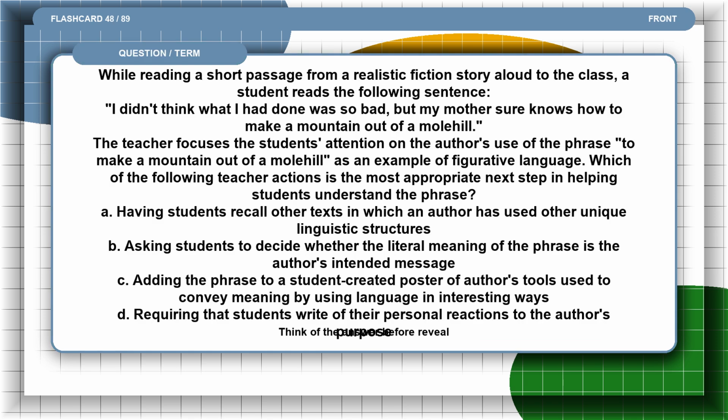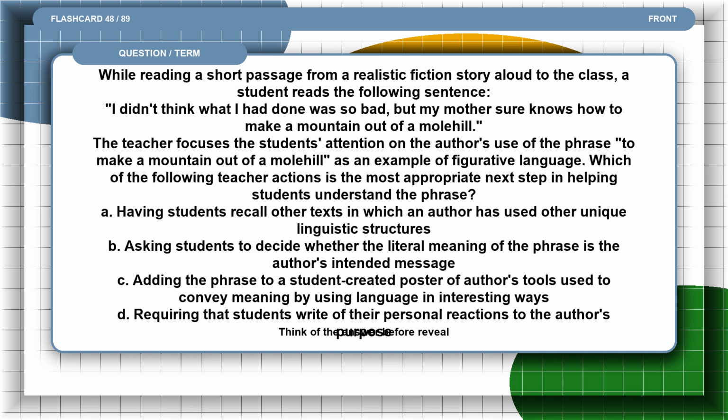Flashcard 48. While reading a short passage from a realistic fiction story aloud to the class, a student reads the following sentence: "I didn't think what I had done was so bad, but my mother sure knows how to make a mountain out of a molehill." The teacher focuses the student's attention on the author's use of the phrase "to make a mountain out of a molehill" as an example of figurative language. Which of the following teacher actions is the most appropriate next step in helping students understand the phrase?